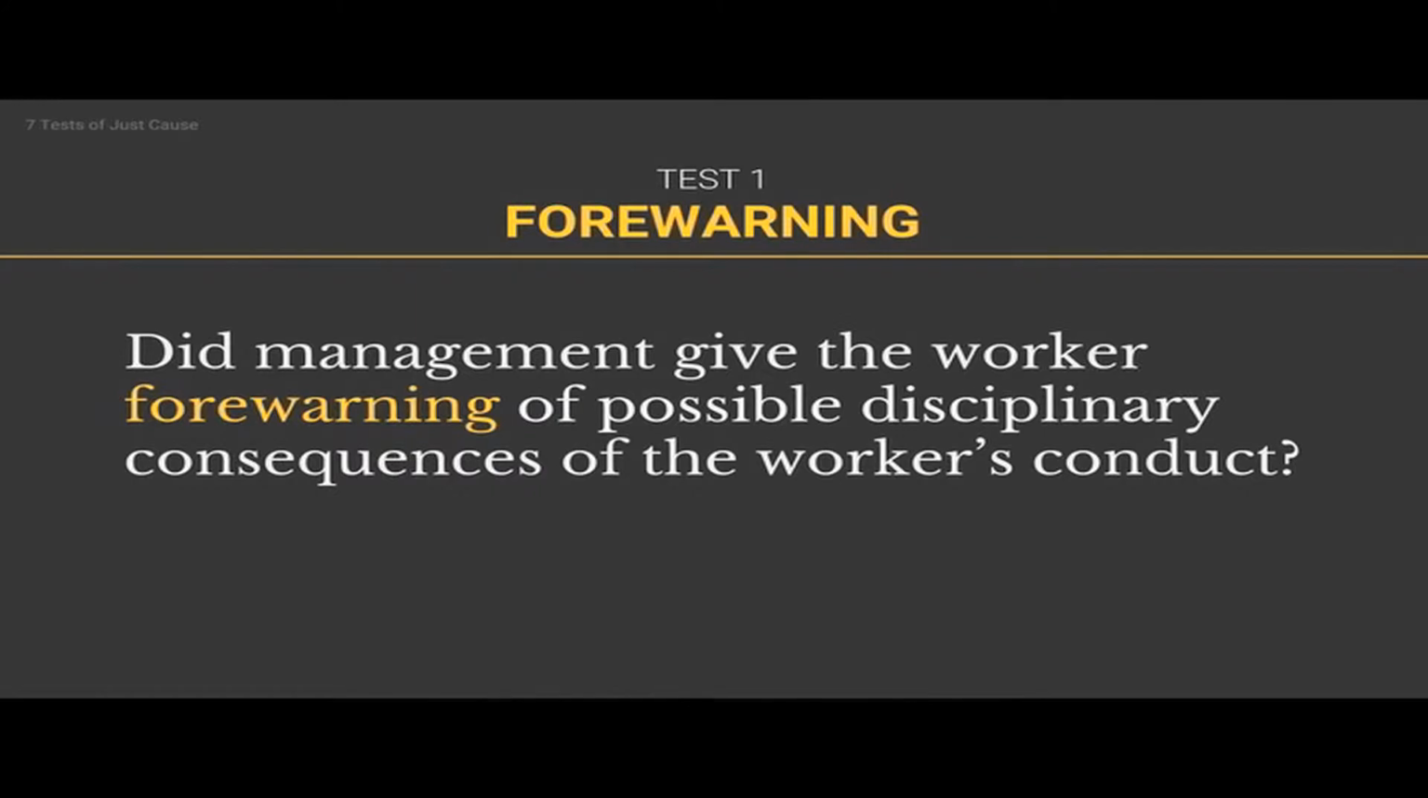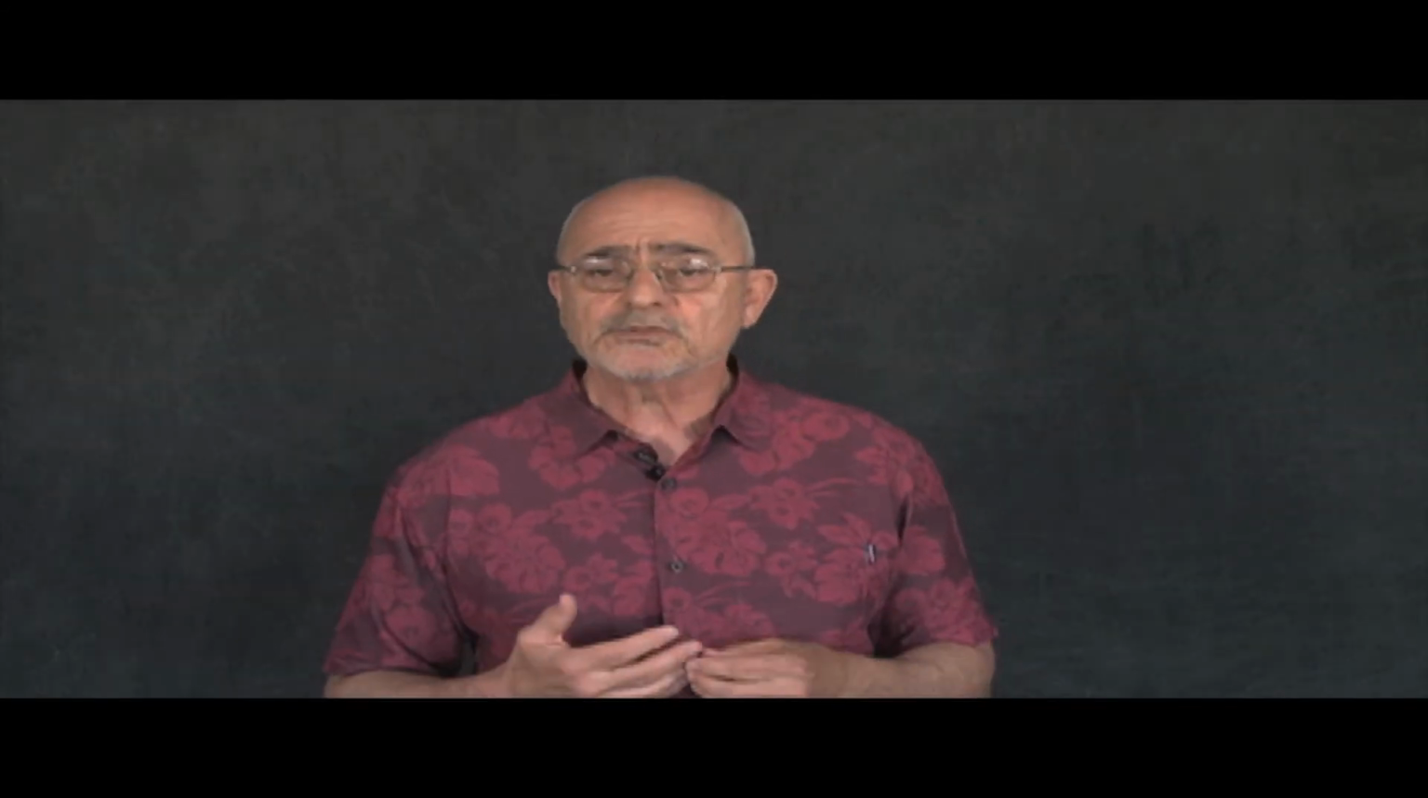The first test, forewarning. Did management give the worker forewarning of the possibility of discipline as a result of the worker's actions? For lesser problems regarding a worker's conduct, did the employer follow progressive discipline, starting with a verbal warning so that the worker knows that future misconduct could result in more serious discipline? Often, management will place at the end of a warning notice that future issues of this nature could lead to more severe discipline up to and including discharge. These are all forewarnings, alerting an employee to the consequences of further infractions.